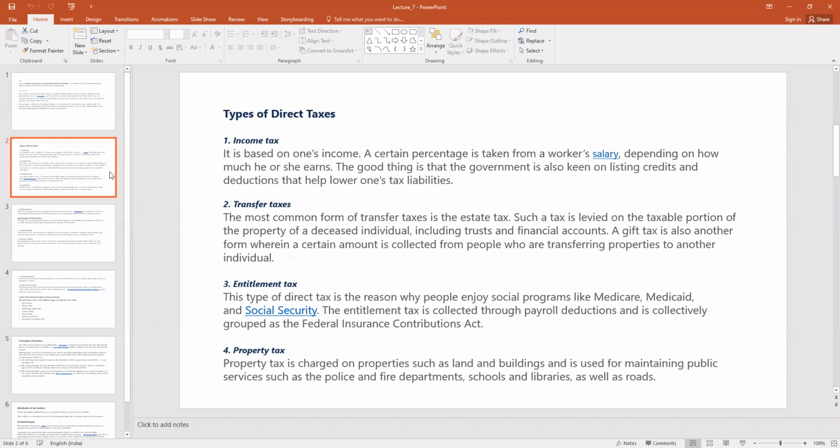In the first one, we already discussed what is income tax. It is based on an individual's income. A certain percentage is taken from a worker's salary or staff salary, depending on how much he or she earns. The good thing is that the government is also keen on providing credits and deductions that help lower one's tax liabilities. So for the income tax, we will discuss elaborately what it is and what is the crux of it.